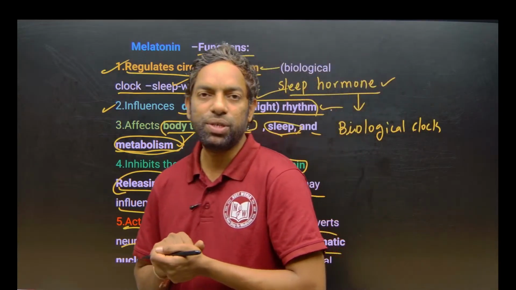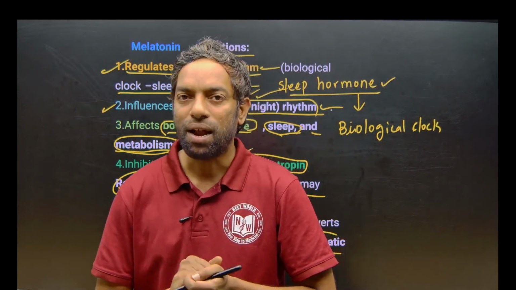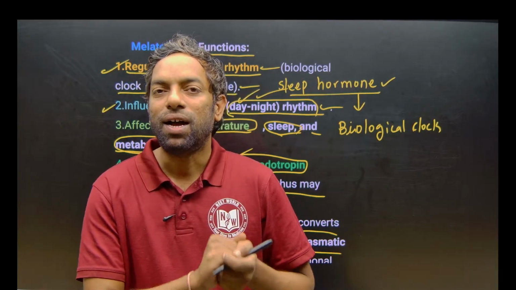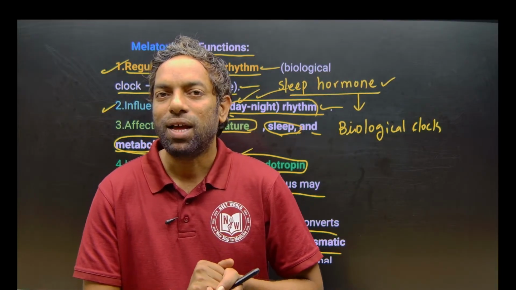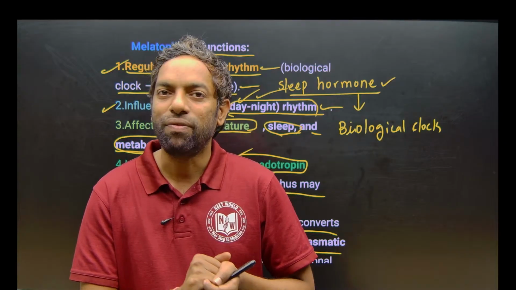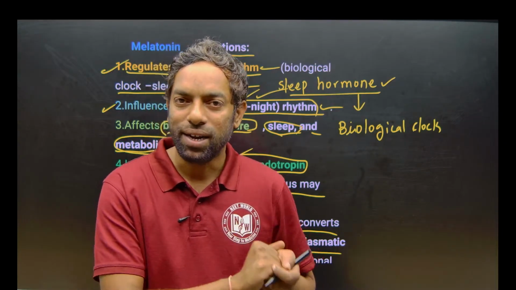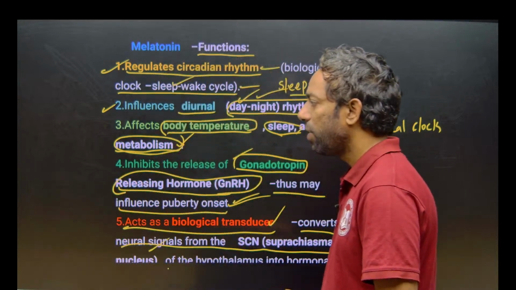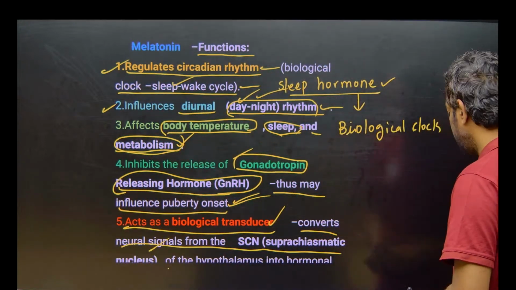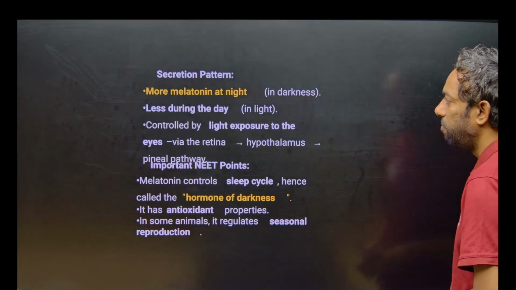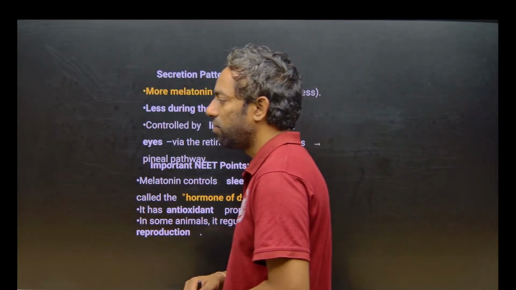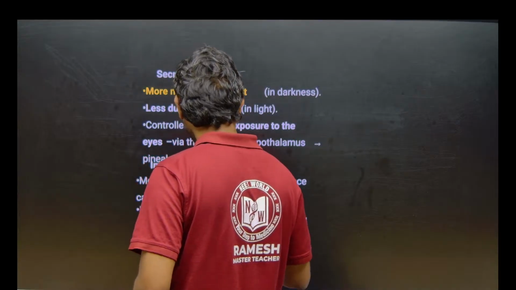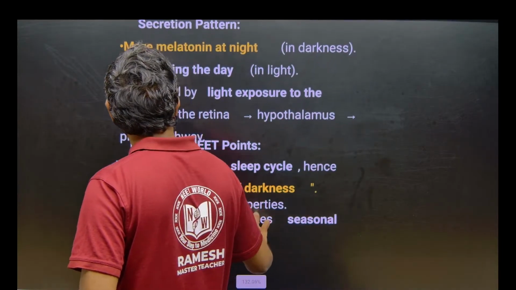Biological transducer means there are many hormones released from the hypothalamus. Hypothalamus can release all kinds of inhibitory hormones and releasing hormones, and that can be regulated. Fifth point. I hope you guys understand this. Next slide, secretion pattern. What can they secrete? Just look here. I am going to explain it.